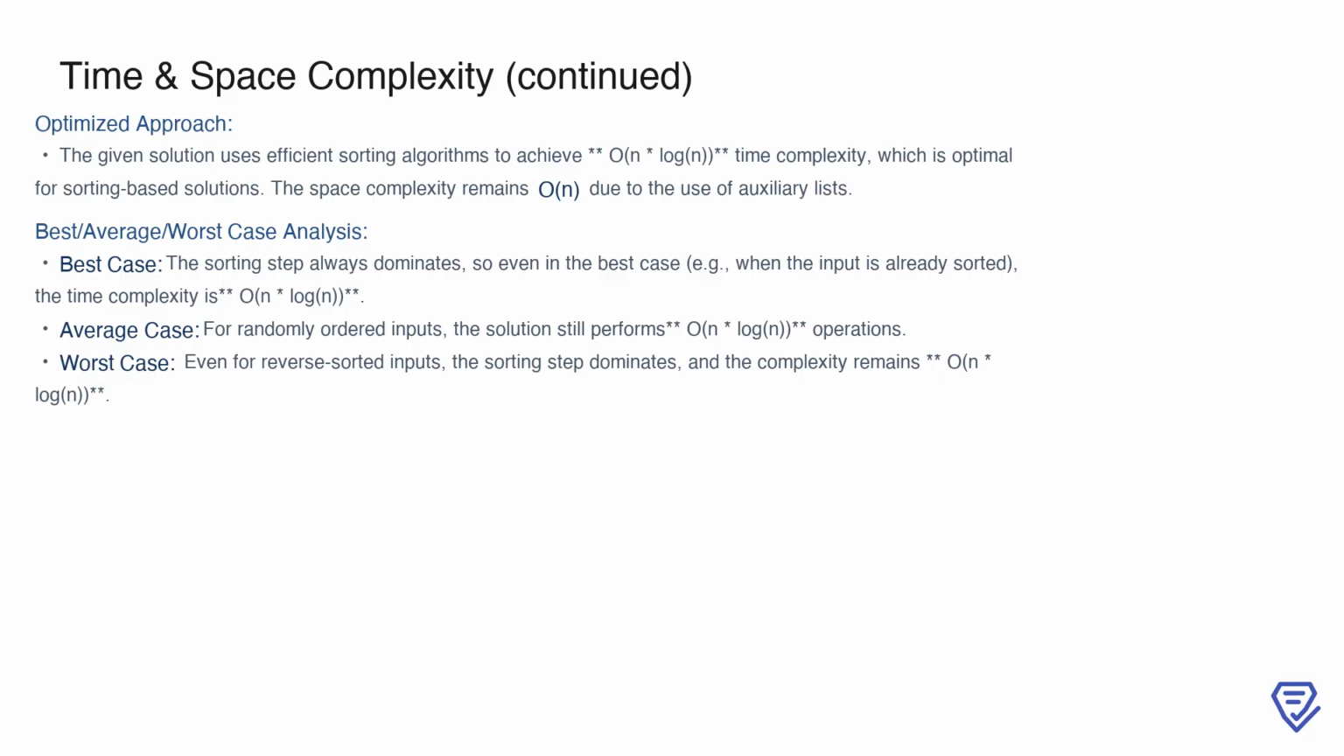In the best case, such as when the input is already sorted, the sorting step still dominates, leading to O(n log n). For randomly ordered inputs, the average case complexity remains O(n log n). Even in the worst case, like when the input is reverse sorted, the sorting step continues to dominate, maintaining the complexity at O(n log n). This consistency across all scenarios highlights the efficiency and robustness of the optimized solution.